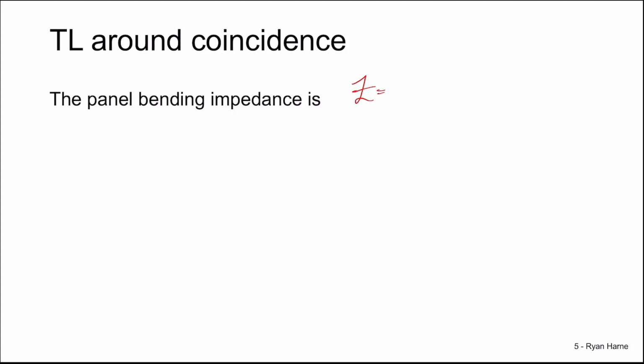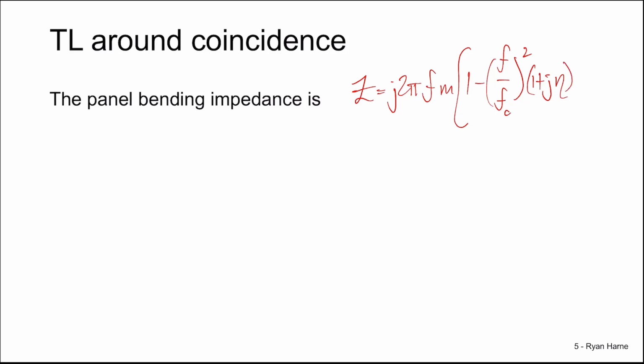The panel bending impedance, capital Z, is equal to j, the imaginary number, multiplied by 2 pi times the frequency f, multiplied by the mass density m, multiplied by the quantity 1 minus (frequency divided by the critical frequency) squared, multiplied by 1 plus j times eta, which is the loss factor of the material, multiplied by sine to the power 4 of theta, and then we'll close the bracket.